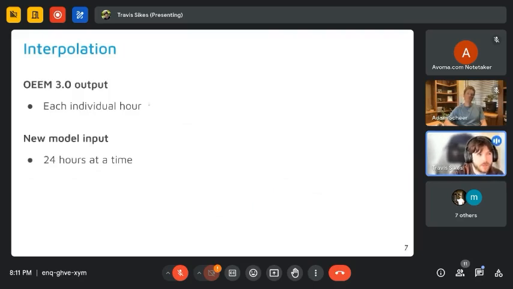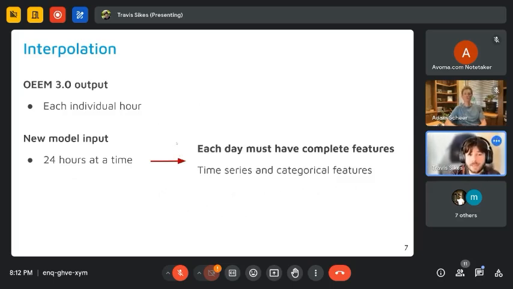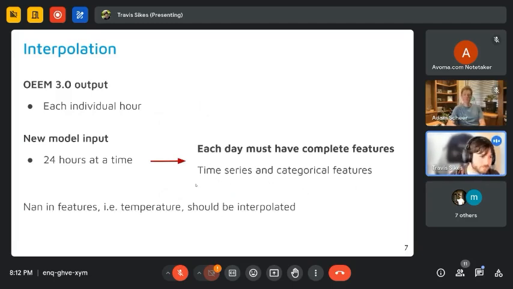So to start with, OpenEEmeter 3.0 or the CalTRACK 2.0 model, the way that its output works is that it is based upon each individual hour, and indeed the input is also based upon individual hours. Now with the new model, its input and its output are 24 hours at a time. And this is critical because this means that each day must have complete features. When I say features, I am referring to both time series and categorical features. Time series being the one that it's most likely to be missing here.